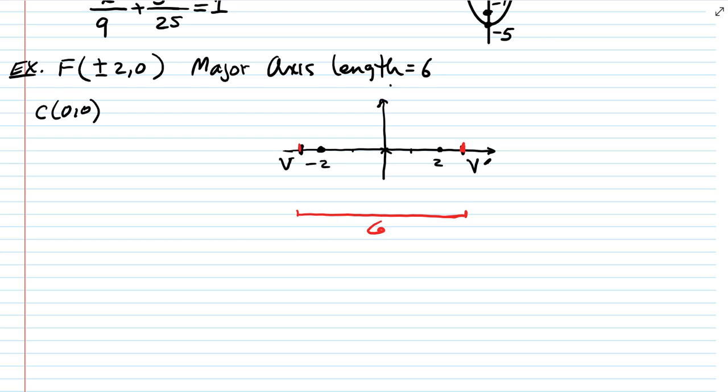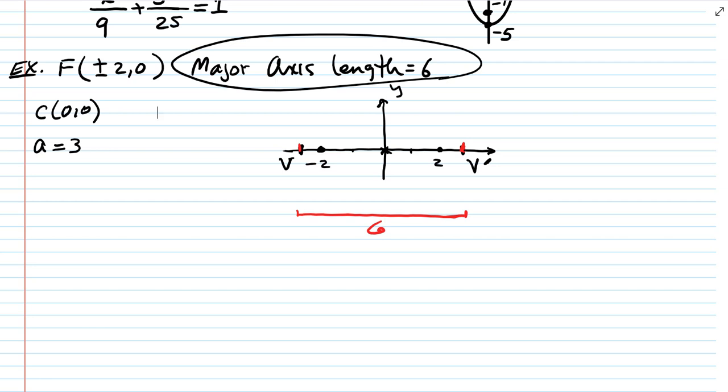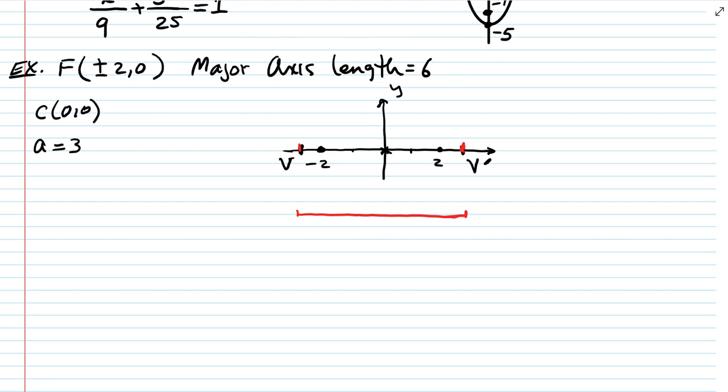And I think we know enough to do this work. Well, that means what is a? a is the distance from the center to a vertex. So a is 3. Correct? Based on major axis length 6, half that is going to be a. And then we know c. c is 2. And the equation we had is c squared is a squared minus b squared.